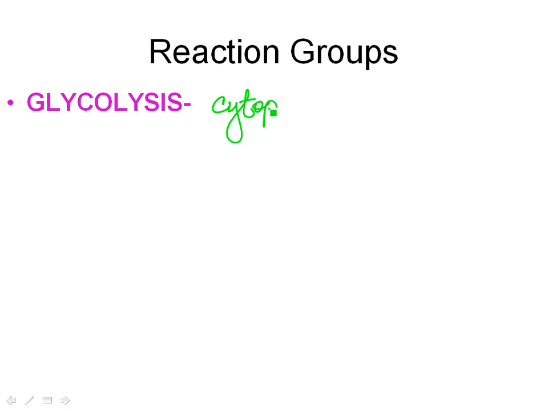So the reaction groups, if you remember from class, start beginning with glycolysis. And remember, glycolysis takes place in the cytoplasm of the cell. So this is outside of the mitochondria, in the cytoplasm of the cell.